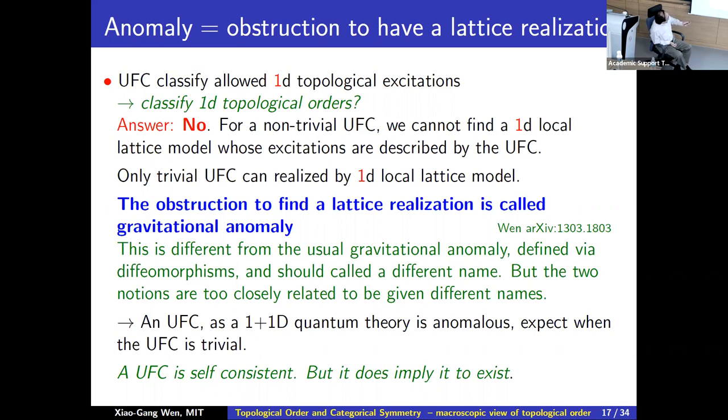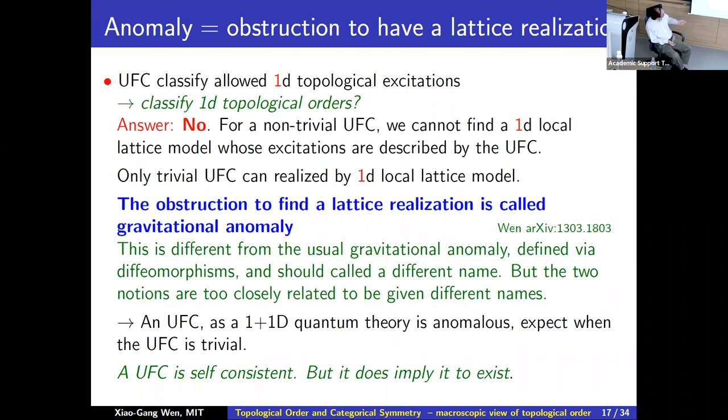Therefore, we can imagine the fusion category is like a quantum field theory. It describes a low energy effective theory. So basically, when we say that the fusion category is not realizable, it's like saying the quantum field theory has no UV completion. Yeah, using a lot of that language.